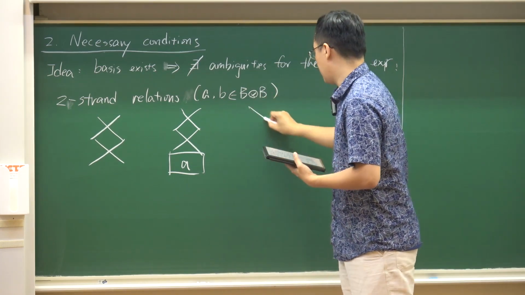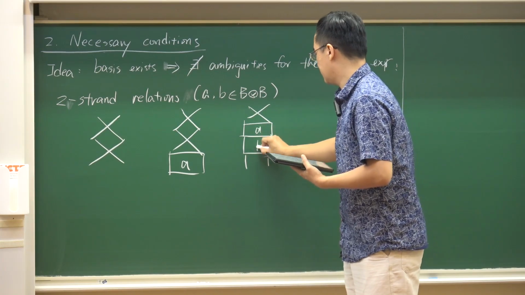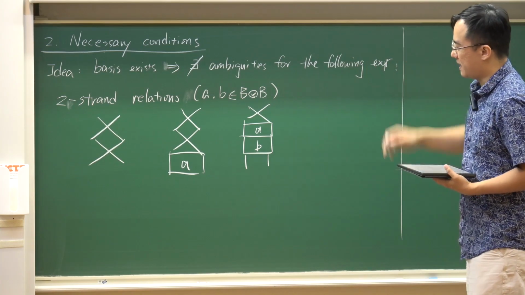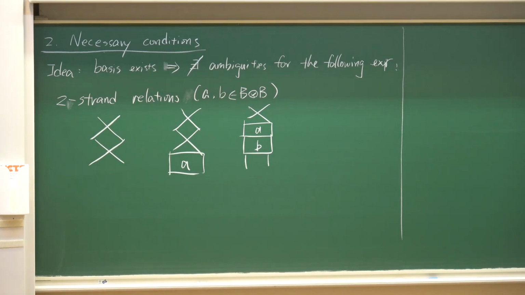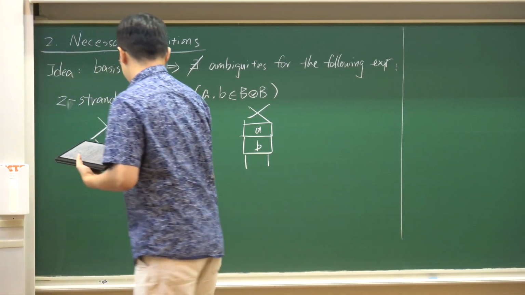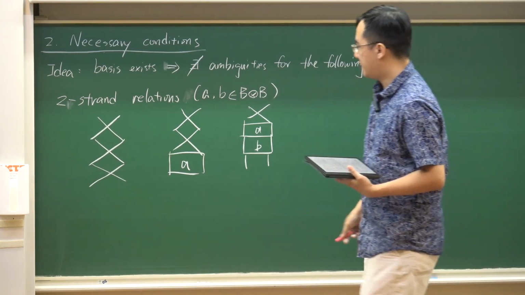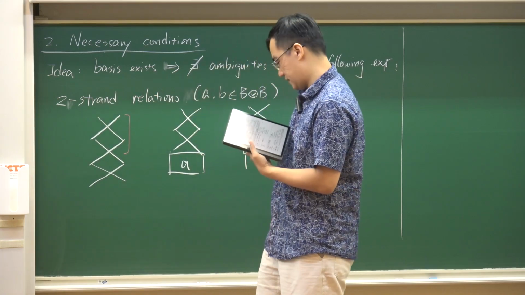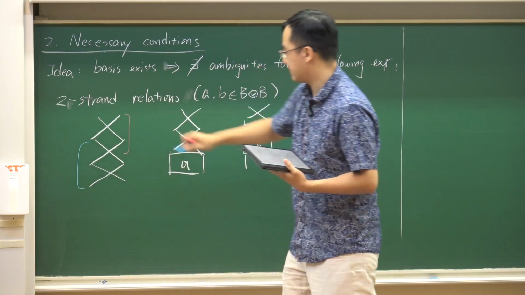And then you have one cross and then two elements in B tensor B. So this is to say that whenever you see such a diagrammatic expression, there shouldn't be any ambiguities. Oh, sorry, I'm missing one more cross over here. Because whenever you see such a diagram, you can either resolve this part of the diagram first, or you can resolve this other part of the diagram first.